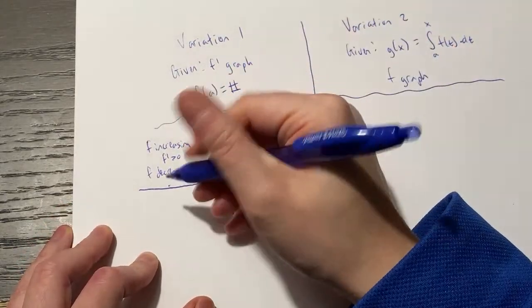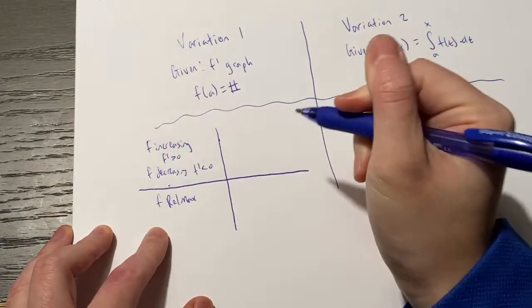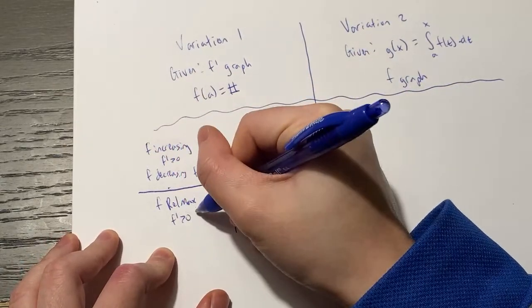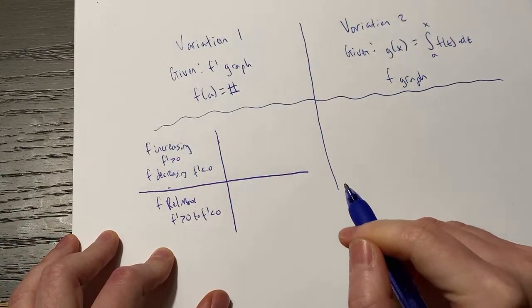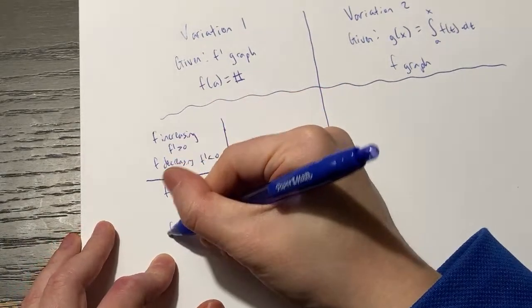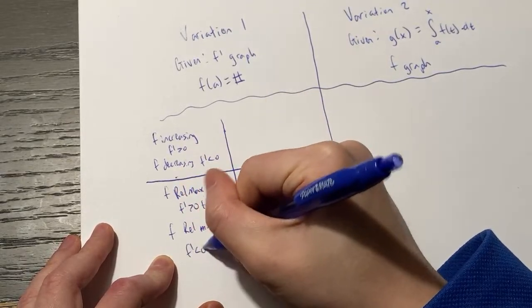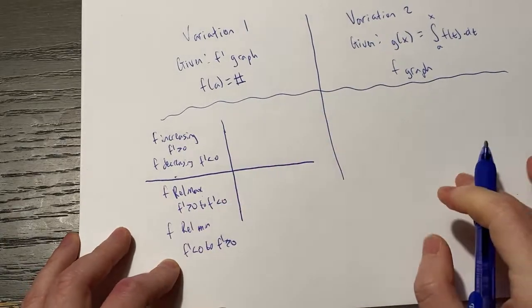f has a local max, not an absolute max, which would be different, when f prime goes from positive to negative. That's like running uphill and then downhill. f has a local min when f prime goes from negative to positive, going downhill and then uphill.